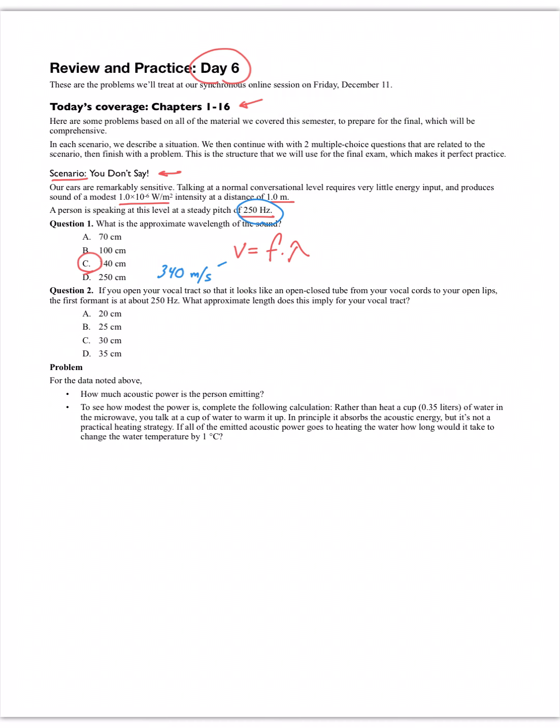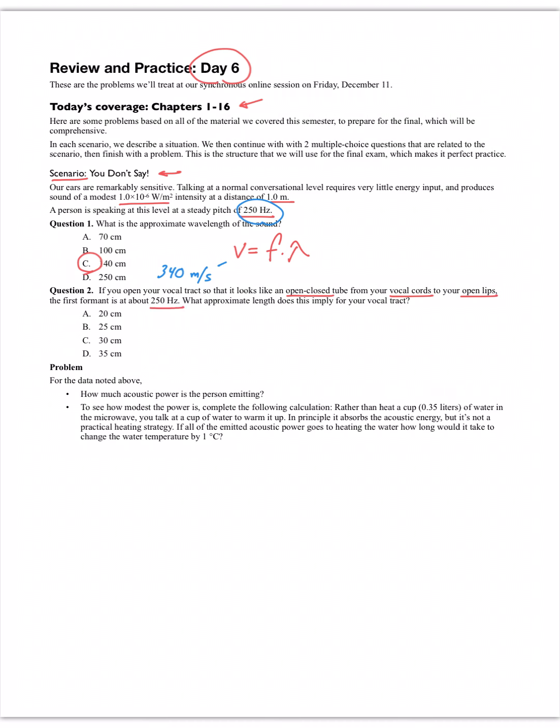Next up, it's asking about the physics of your vocal tract. If you open your vocal tract so it looks like an open-closed tube from your vocal cords to your open lips, the first formant is about 250 hertz. What approximate length does that imply for your vocal tract?